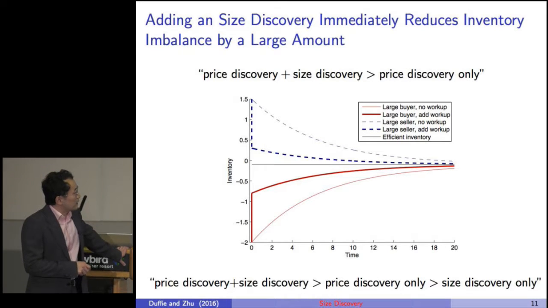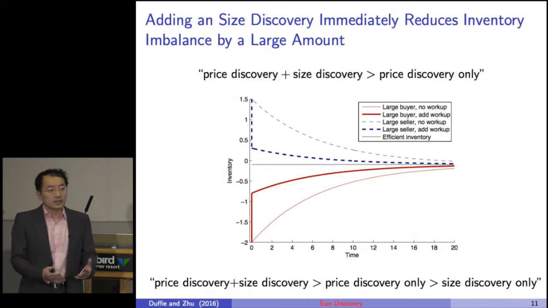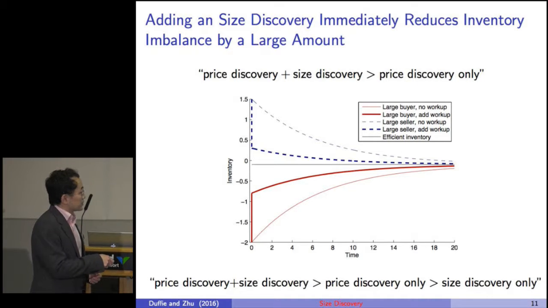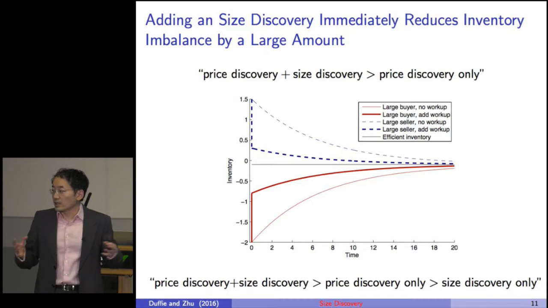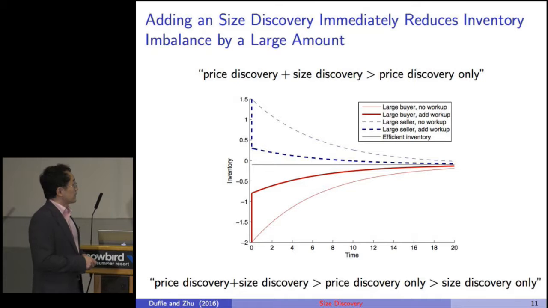Okay, lastly, I want to mention that size discovery by itself is not a panacea. If you only choose one mechanism, you would rather choose price discovery. What we are trying to say is that having the linear combination, the right combination between the two is better than the corner solution of having only one.